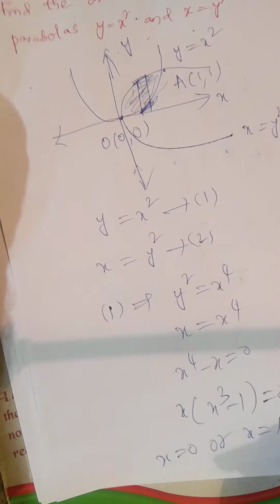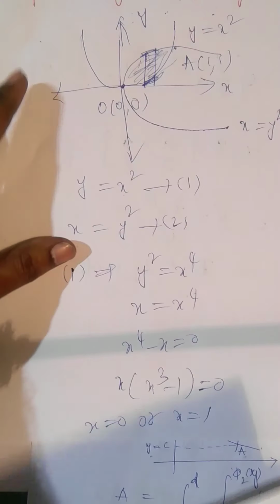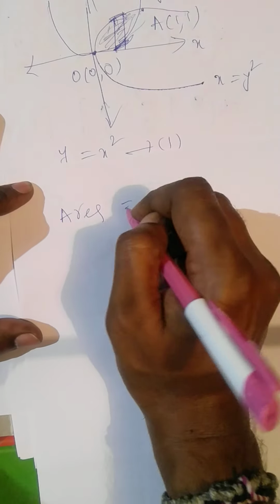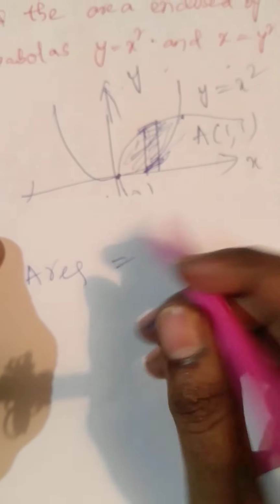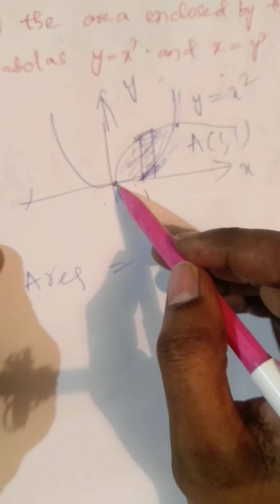Okay, now take the y limits first. Required area equals, what is the area? First we are moving along the y-axis, right? Because we consider the vertical strip. First the y limits you are taking. What are the y limits here? This is the lower limit, right? Lower limit for y is this parabola, y equals x square, to the upper limit, which is on this parabola. What is y? We have x equals y square, so y equals root x.